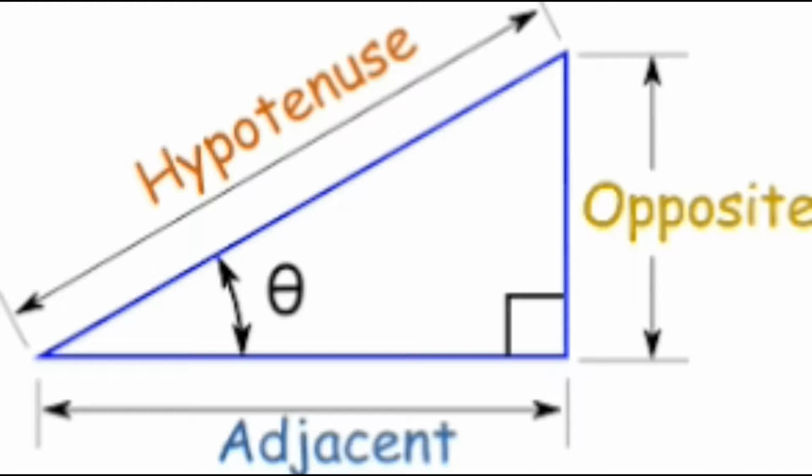What is hypotenuse? Hypotenuse is the side which is opposite to the right angle, that is opposite to the angle which measures 90 degrees. What is perpendicular? The perpendicular is the side which is opposite to a given angle. And what is base? Base is the side on which the given angle is formed.